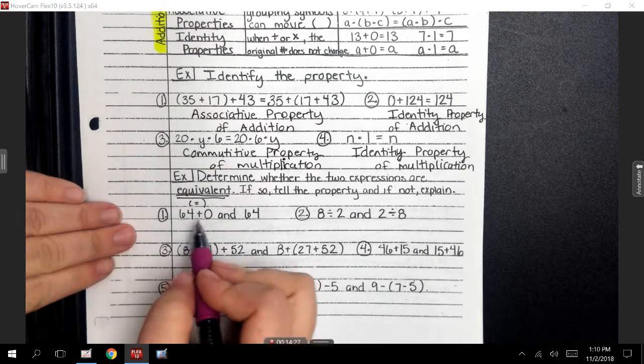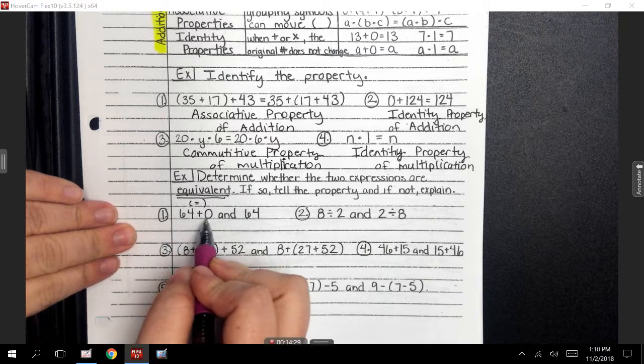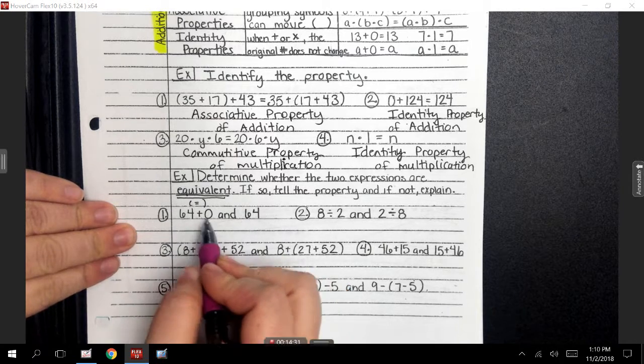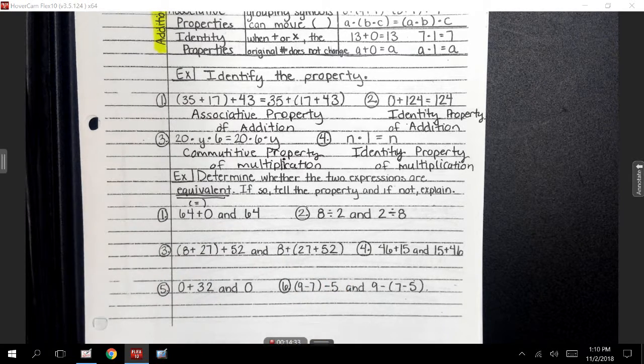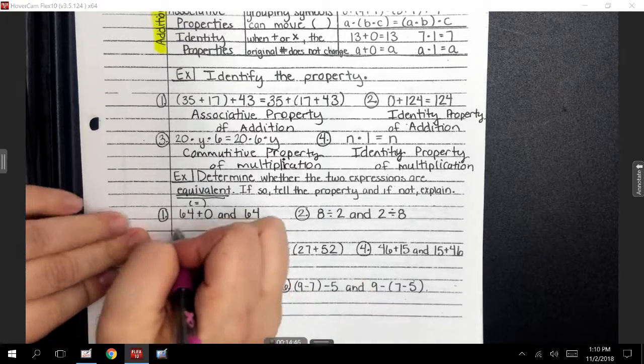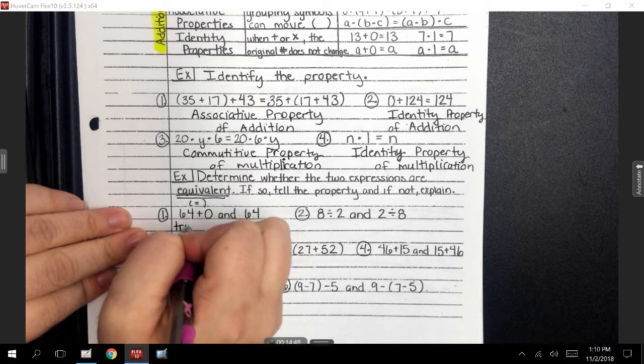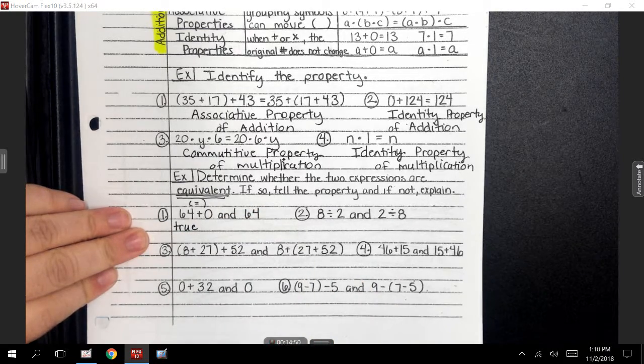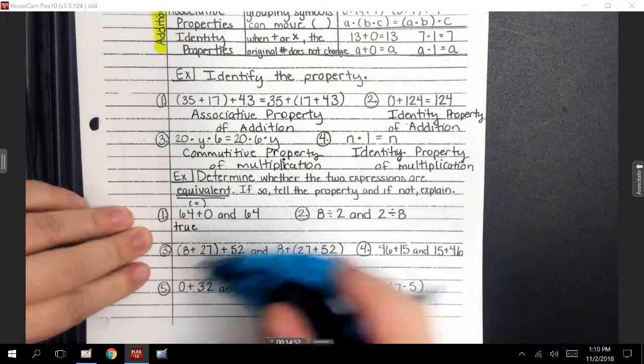So what this is saying on number 1, when it says 64 plus 0 and 64, the first question we have to ask ourselves is, is this equal? Are they equal to each other? So 64 plus 0 does equal 64. So this is true. It says, if so, tell what property. So we're going to say true. We're saying that they're equivalent.